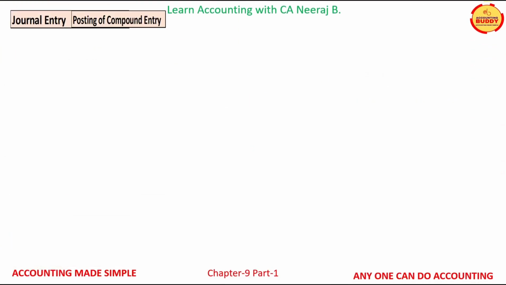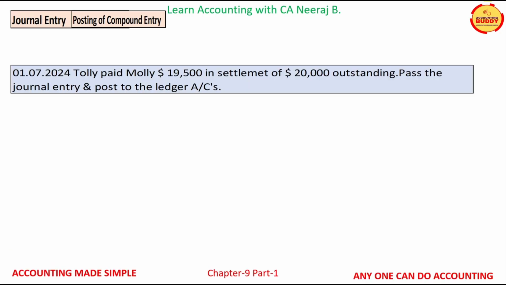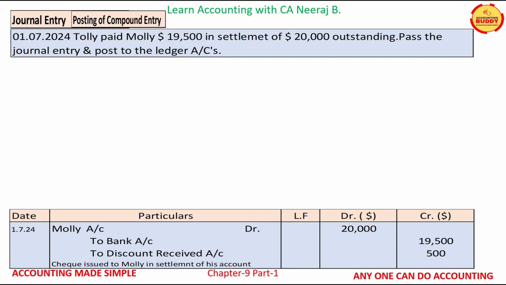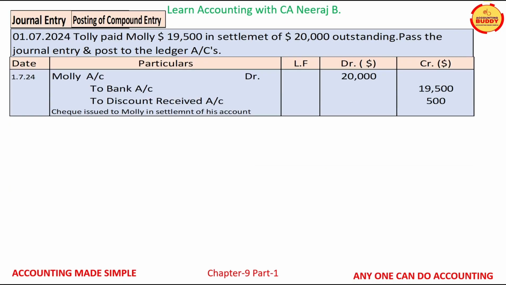In this slide, let us learn the posting of a compound entry with the illustration displayed on your screens. On 1st July 2024, Tolly paid Molly $19,500 in settlement of $20,000 outstanding. Pass the journal entry and post to the ledger accounts. The three accounts affected by this transaction are Molly's account, bank account, and discount received account.